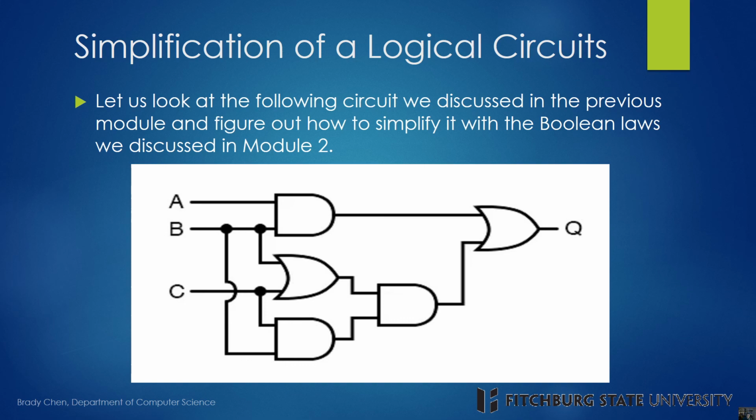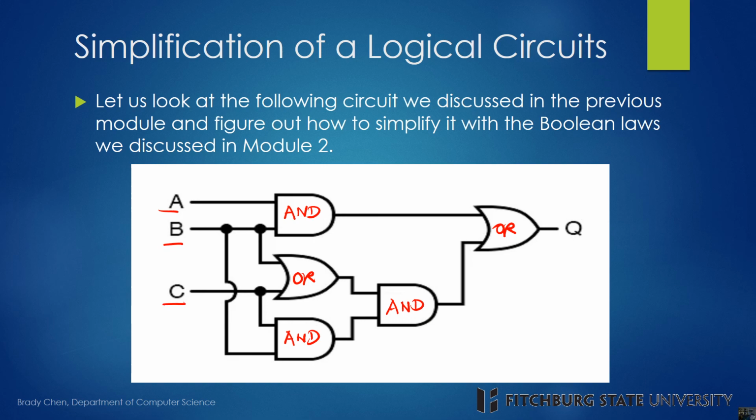So the first thing we need to do is identify all the gates. Now there are 3 AND gates. Here's the one, the other one, the other AND gate, and another AND gate. And there are 2 OR gates. Now we have 3 inputs, A, B, and C.